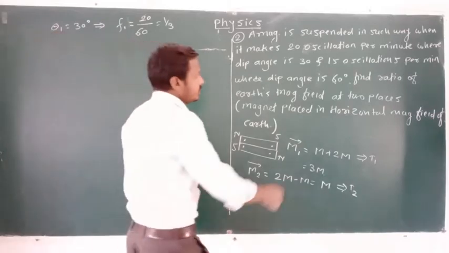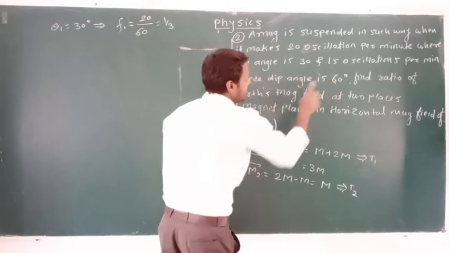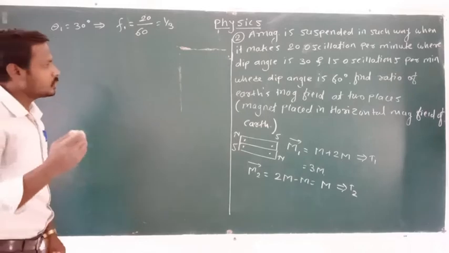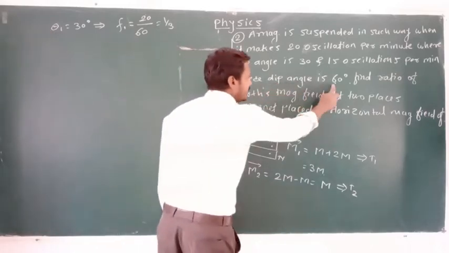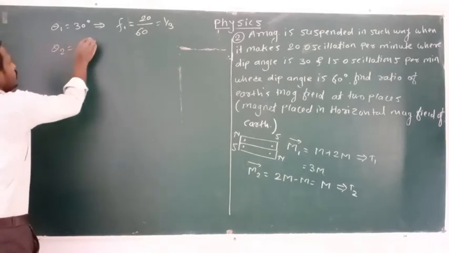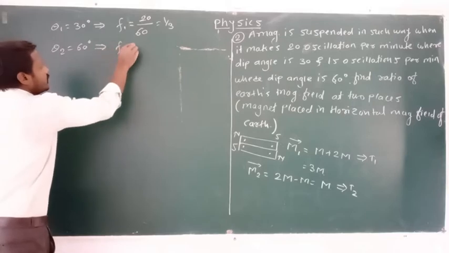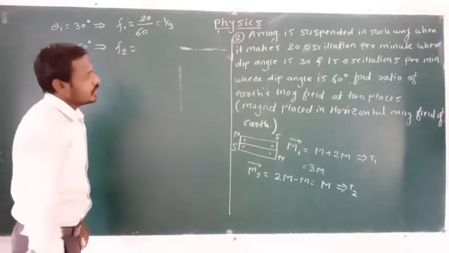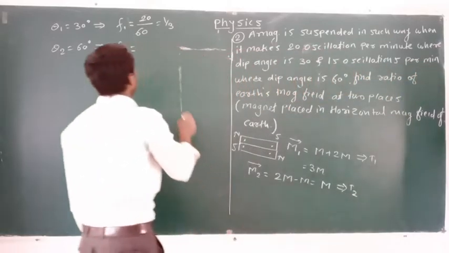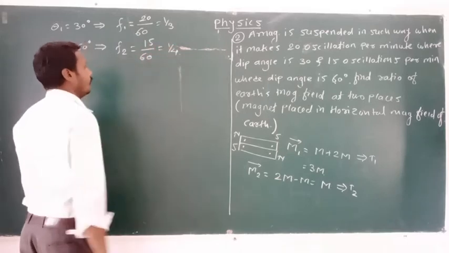Now next, it makes 15 oscillations per minute where dip angle is 60 degree. It means that when the magnet is kept in the second place where the dip angle is 60 degree, that is, we can write theta 2 is equal to 60 degree. At that particular place the frequency is 15 oscillations per minute. Then we can write 15 divided by 60, that is 1 by 4.